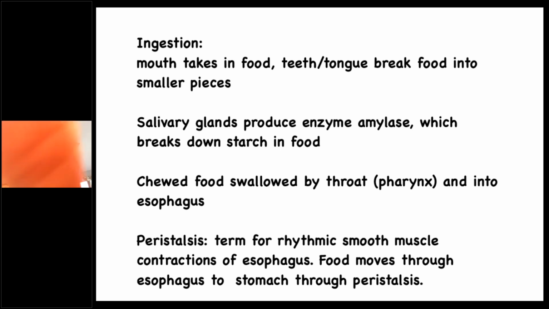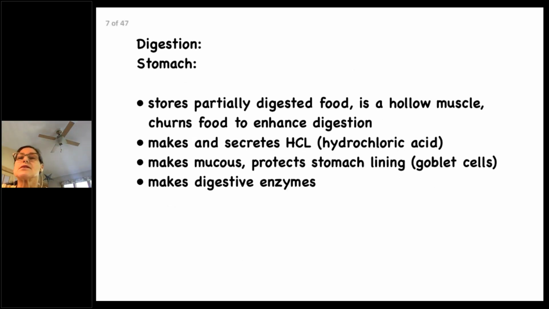Okay, the stomach. It stores partially digested food. It churns the food to enhance digestion. It makes and secretes hydrochloric acid. The abbreviation is HCl. And in order to protect the stomach lining, the stomach makes mucus in the goblet cells, and it makes digestive enzymes.